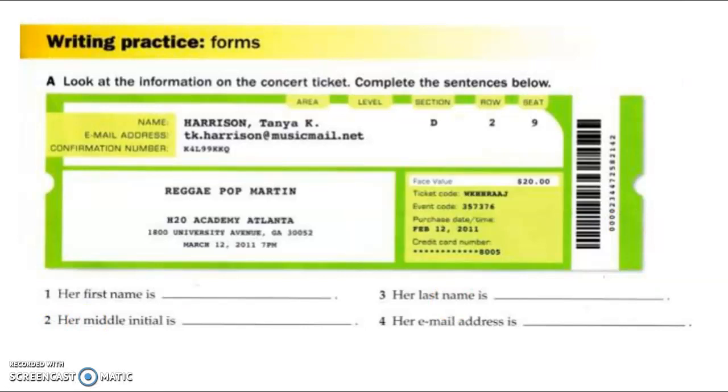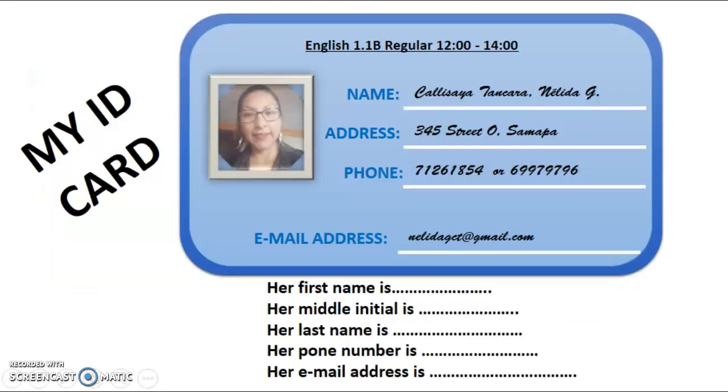Pueden detener el video para poder hacer este ejercicio.